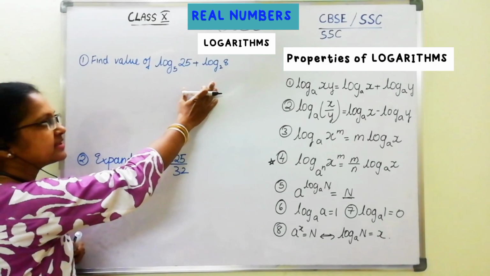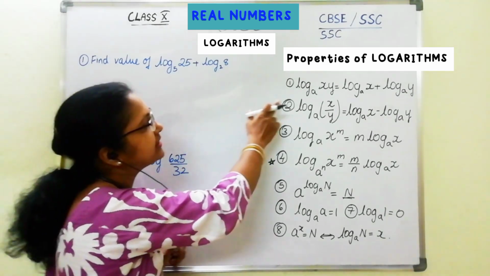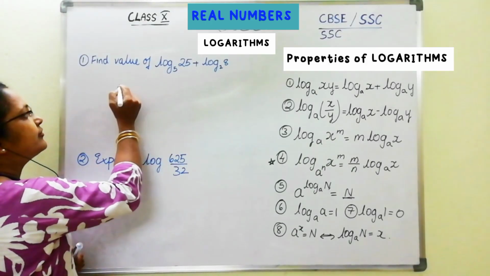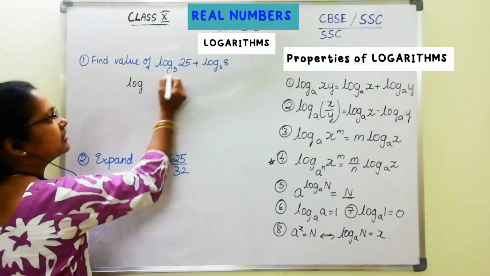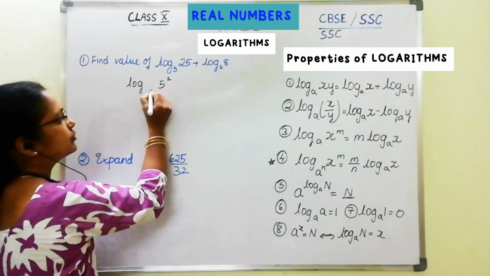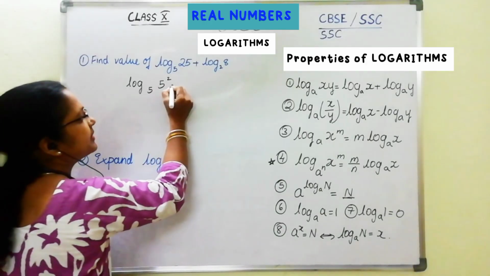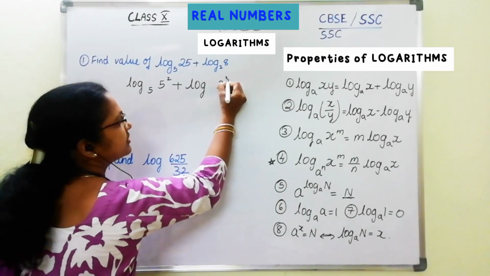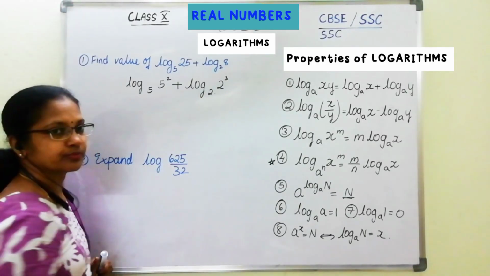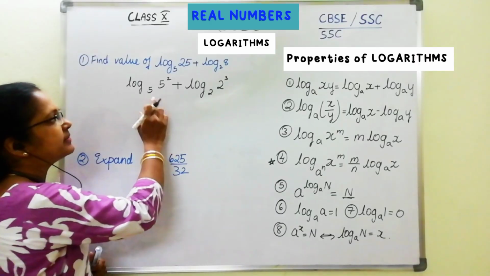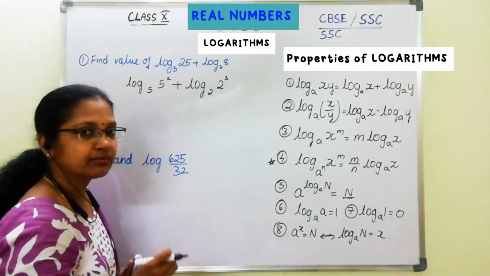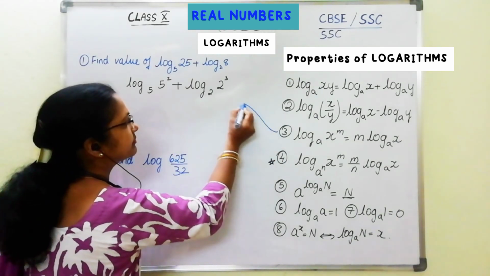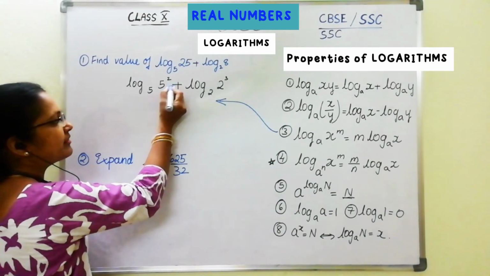Now, whenever we are solving this one, the bases are different, so we can't apply the first formula, that is the product rule. Now, we are going to write log 25 is 5 power 2 base 5 plus log 8 is 2 power 3 base 2. So log 5 power 2 base 5 plus log 2 power 3 base 2. Here we are supposed to select a formula, this formula. So we use the power formula.